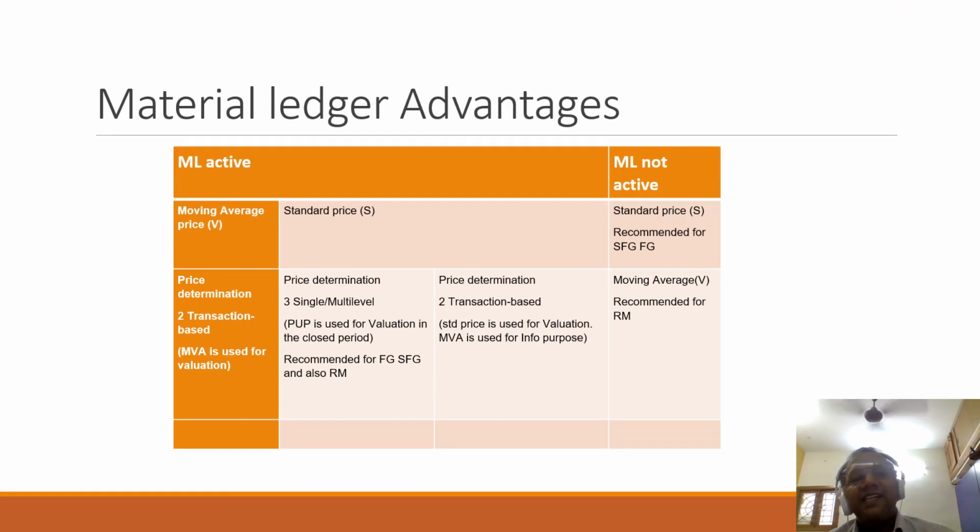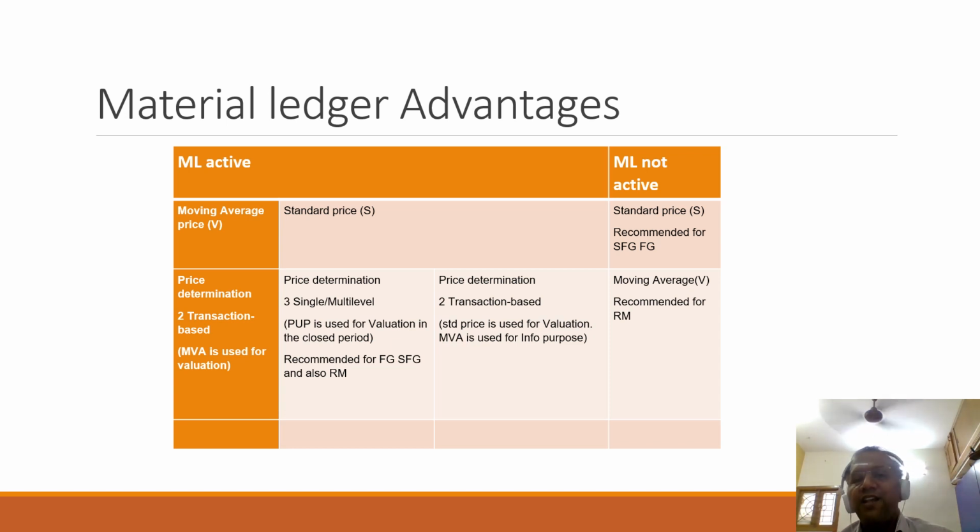Material ledger advantage. When it is active, when it is not active. When it is active: moving average price, standard price. The price determination is transaction based, single level, multiple level. This is transaction based. The first price, periodic unit price. The valuation used in the closure period.